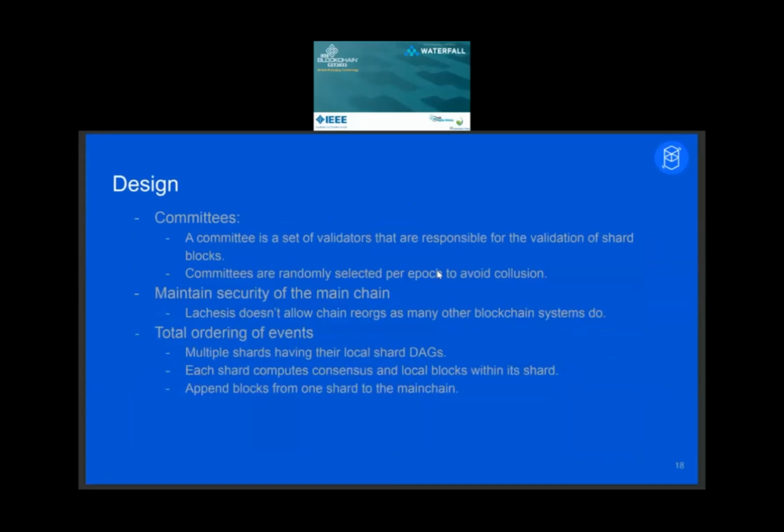A committee is a set of validators that are responsible for the validation of shard blocks. Committees are randomly selected per epoch to avoid collusion. We would like to maintain the security of the main chain, because it doesn't allow chain reorgs, as many other blockchain systems do, and we keep this target by deciding with Lachesis. The key advantage of Lachesis over the existing DAG-based approaches is that Lachesis guarantees the total ordering of events and transactions. Sharding is one of the interesting research challenges, and Phantom would like to contribute some innovation in these research areas.